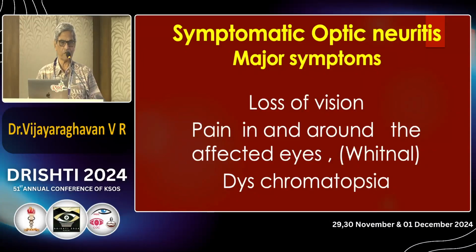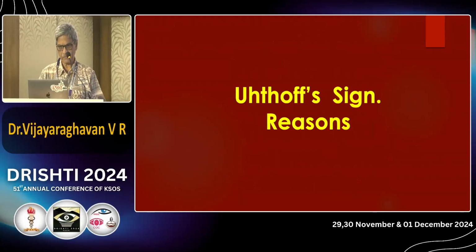What are the symptoms? Loss of vision, of course. Pain on movements. Elevation and adduction is again a classical exam question for PGs. On elevation and adduction, the patient will experience pain. The reason is that the superior rectus and medial rectus tendons are attached to the dura mater of the optic nerve at its origin. The optic nerve is inflamed, so when these muscles contract, they pull the optic nerve. Naturally, the patient experiences pain. That is called the Whitnall hypothesis.